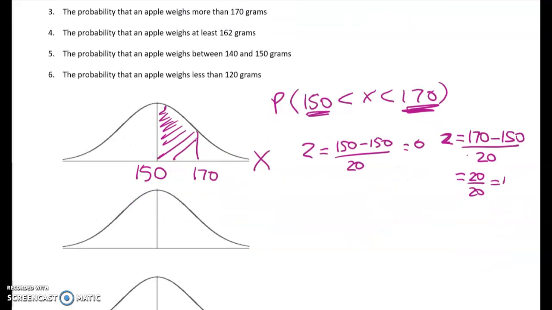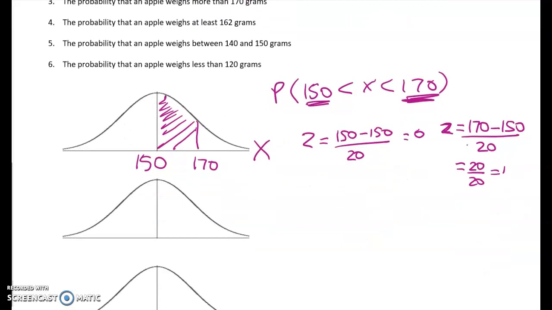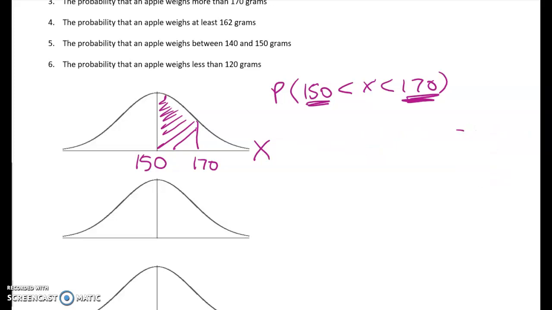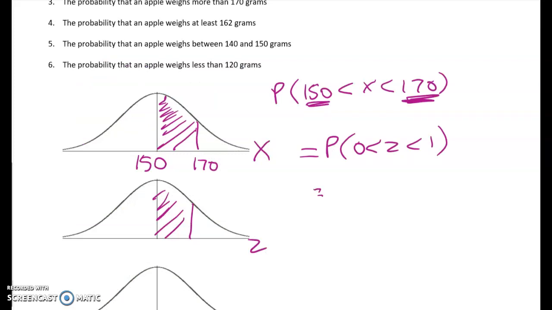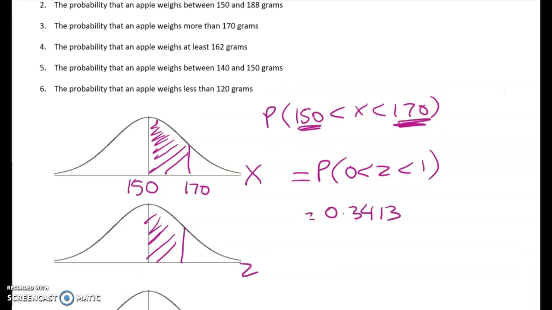So for this first problem, let's get rid of all the Z value stuff. What I'm saying is that I'm trying to find the probability that Z is between 0 and 1. So there's my Z picture. I can go straight to my normal table. I look through here and I go down to 1.0 and the answer is 0.3413. Okay, so that's the first one done.